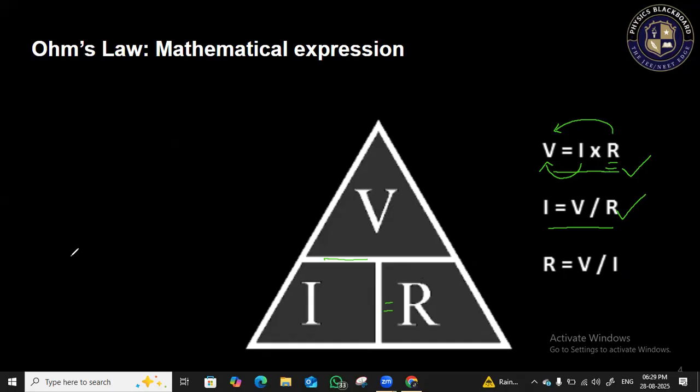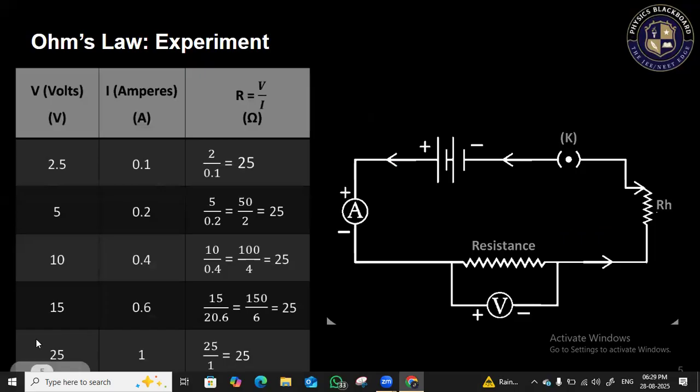Next, we see Ohm's law experimentally. Here we will see a few things with a few readings. First we take a circuit. In the circuit, you can find a battery, a key, a rheostat, a resistor which has a certain resistance, a voltmeter connected in parallel to the resistor, and an ammeter connected in series with the resistor. This is the circuit that we have taken for this experiment.